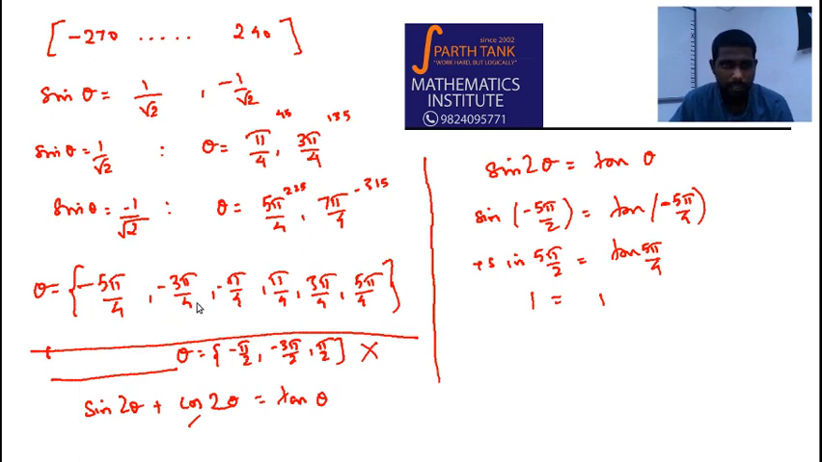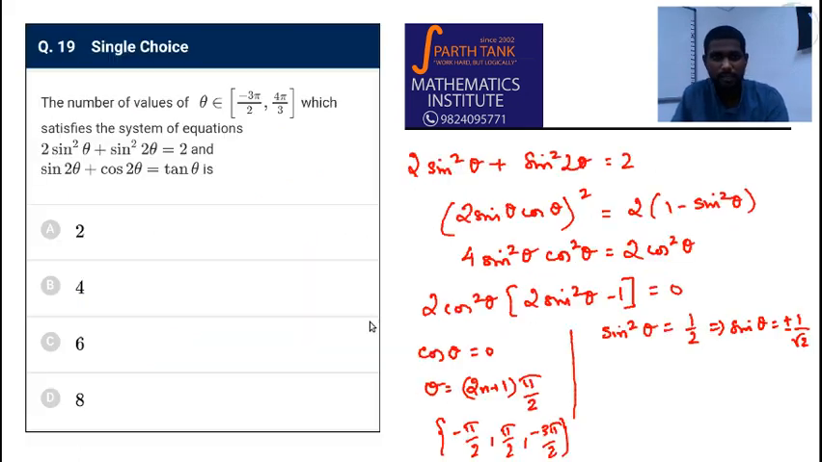Let's say 3 pi by 4 or plus 5 pi by 4. For plus 5 pi by 4, this would become 5 pi by 2 and this would become 5 pi by 4, so minus or plus doesn't matter. Same way, you put 3 pi by 4: 3 pi by 2 is minus 1, and tan 135 degrees is minus 1, so it matches. So all 6 values here will satisfy the second equation also. Therefore the number of solutions is only 6 values in that region. So the answer is option C, 6.